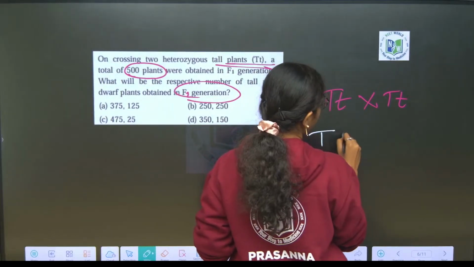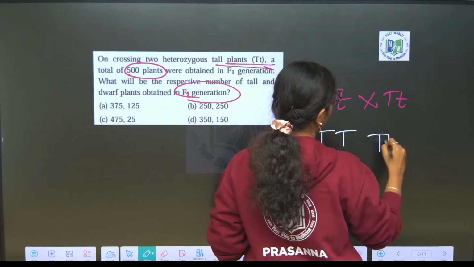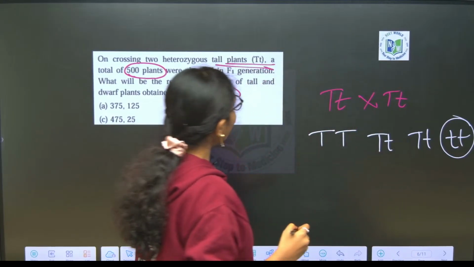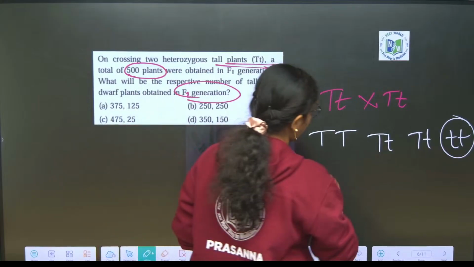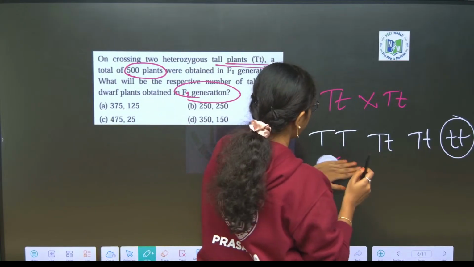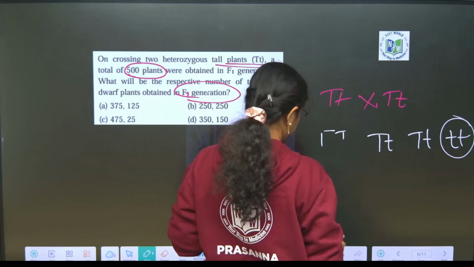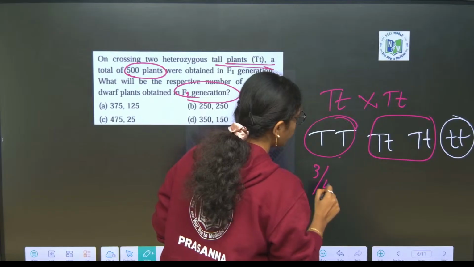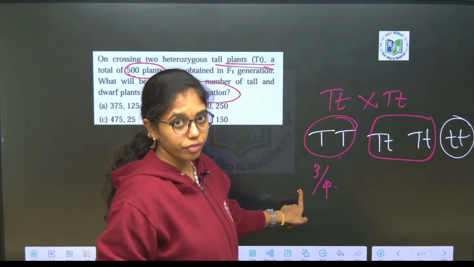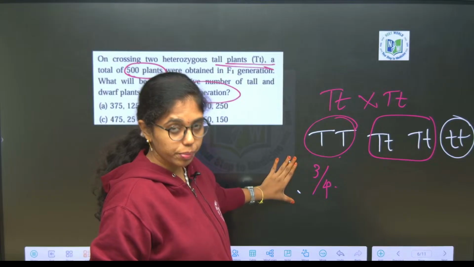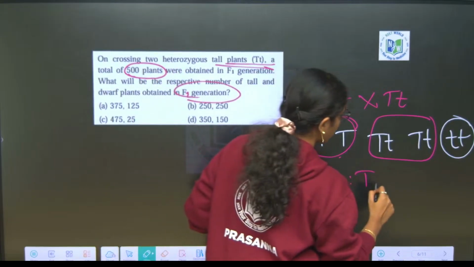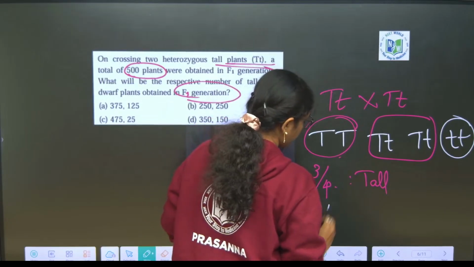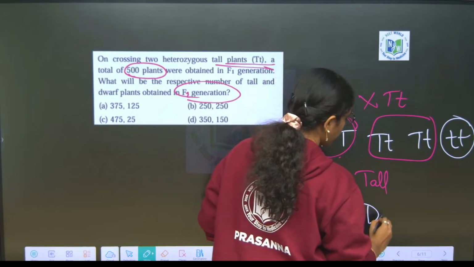So, here we will have 1 homozygous tall, 2 heterozygous tall and 1 homozygous dwarf. Only the phenotype is asked in the question, right? Capital T is dominant, and these two are dominant. So it is 3:1. 3/4 of the offsprings, or the probability of the offsprings, are tall and 1/4 of them are dwarf.